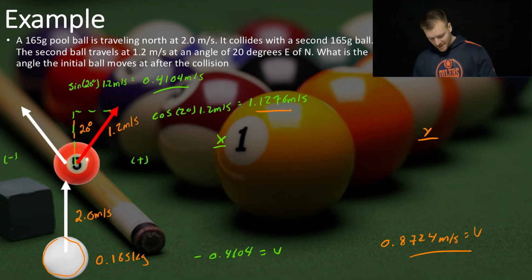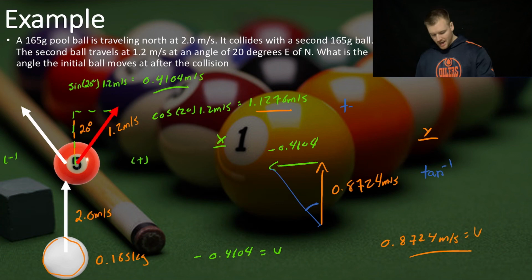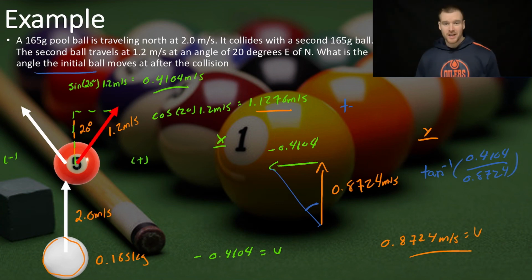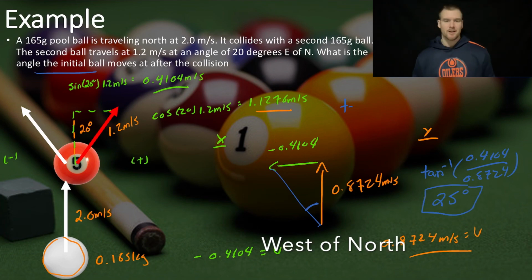So now I'll put those 2 numbers together, my y of 0.8724 meters per second, and then my x of negative 0.4104. Then I just need to find the angle here by using inverse tan. So tan negative 1 of my 0.4104 over the 0.8724 to get my angle, because that's all it asked for in the question, was just the angle initially after the collision. And that gives me a number of about, rounding to 25 degrees for my final answer.